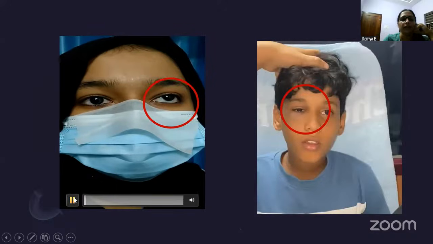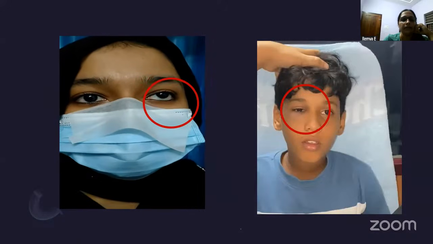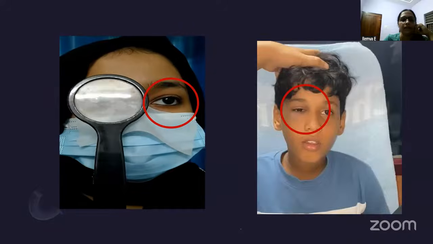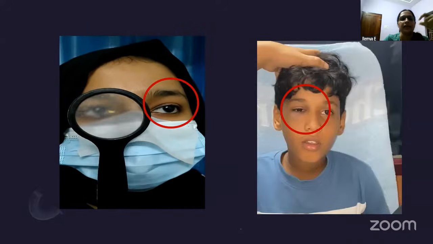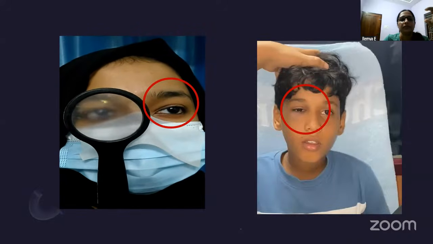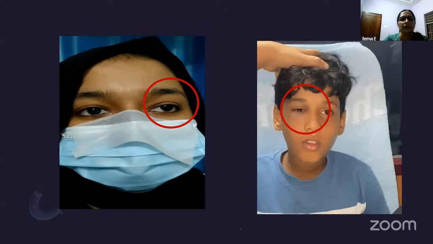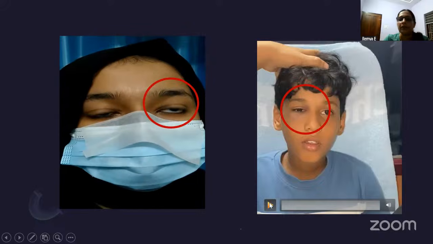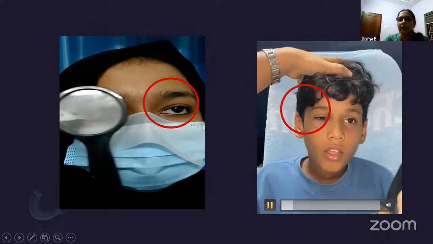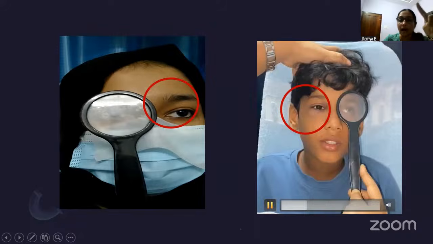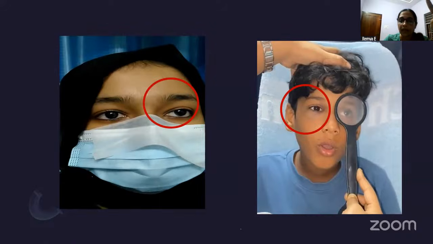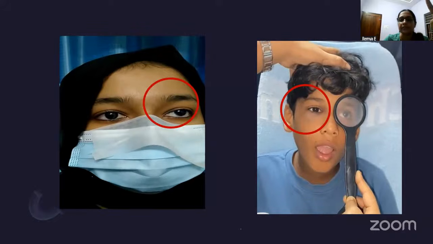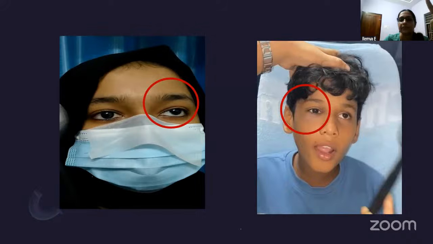Similarly, in this case, when I cover the right eye, the left eye comes in and takes the fixation. So this is a case of left eye hypertropia. And here, when I cover the left eye, the right eye goes up and takes the fixation. So the right eye is hypotropic.